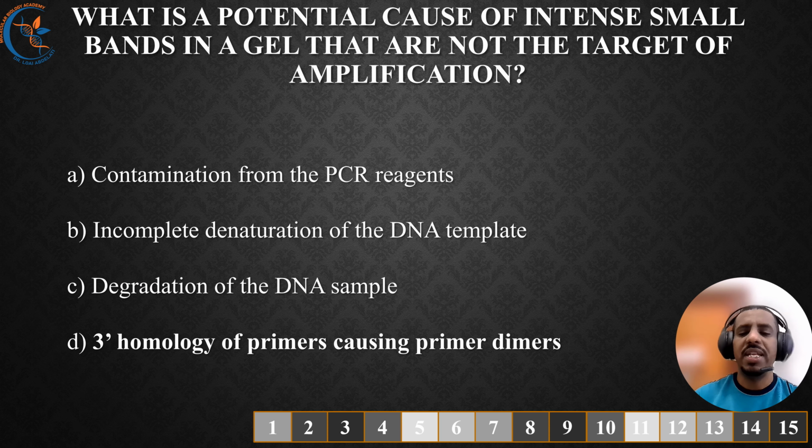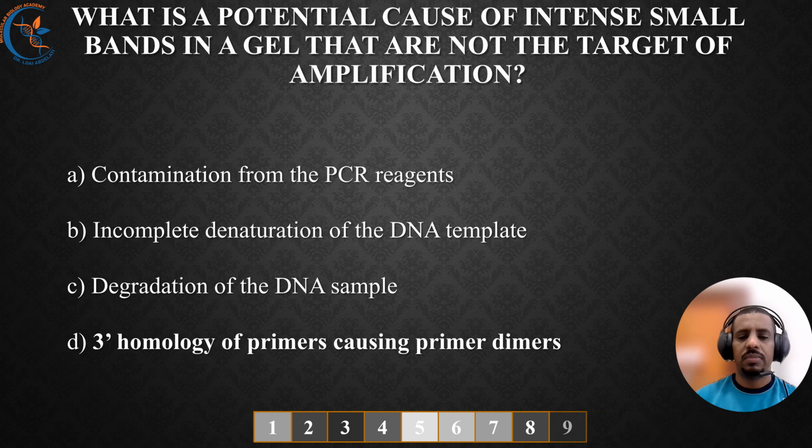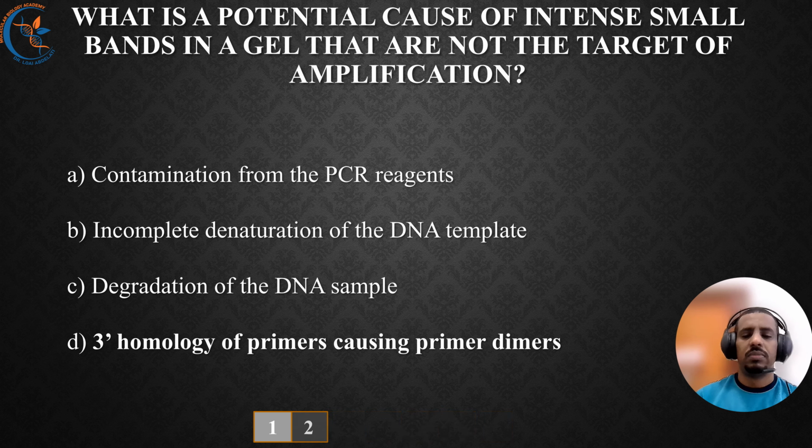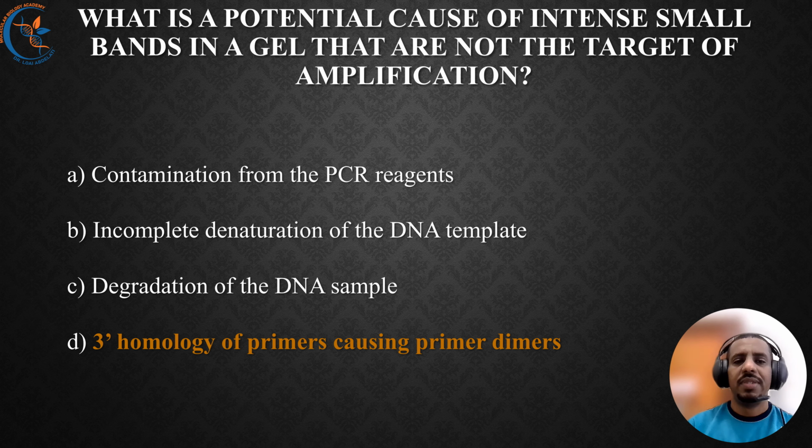All right, next question here. What is the potential cause of intense small bands in a gel that are not the target of amplification? All right, the correct answer is 3' homology of primers causing primer dimers. All right, let's move on.